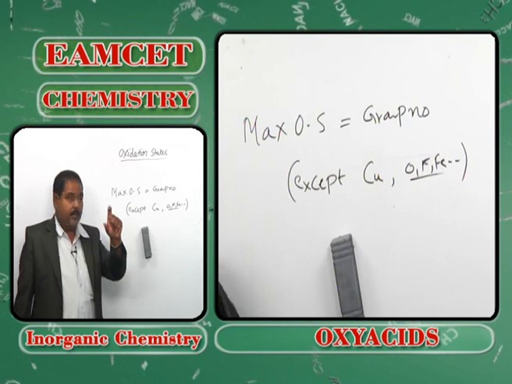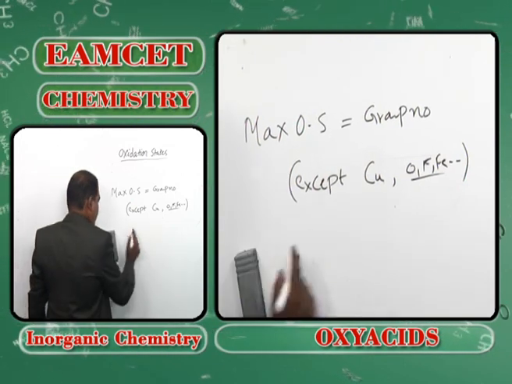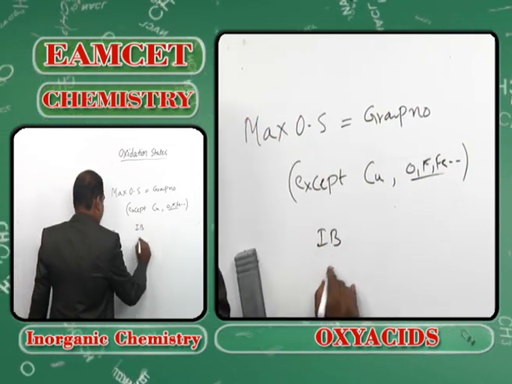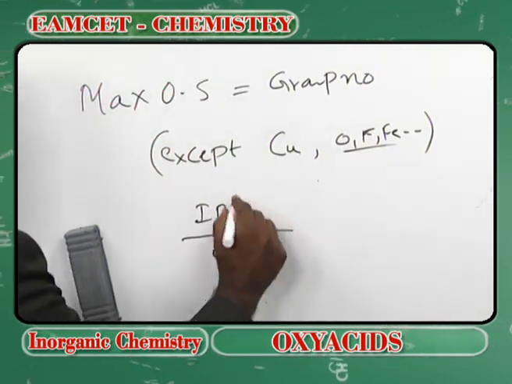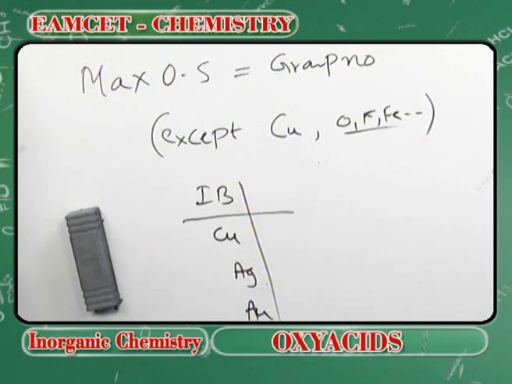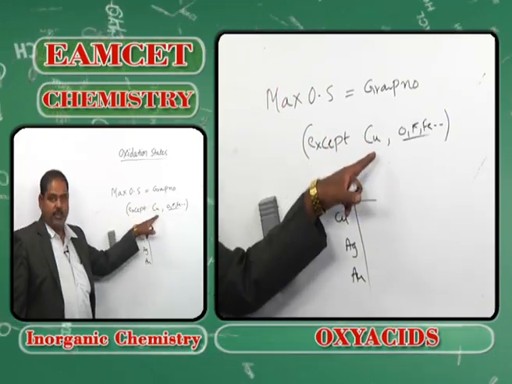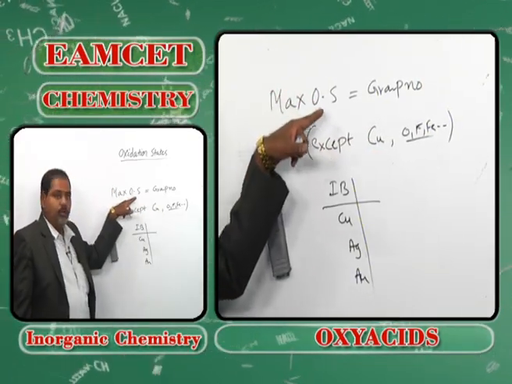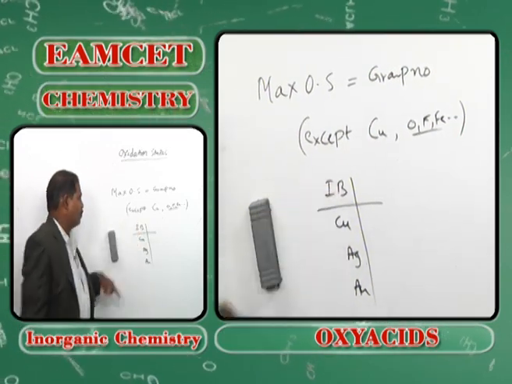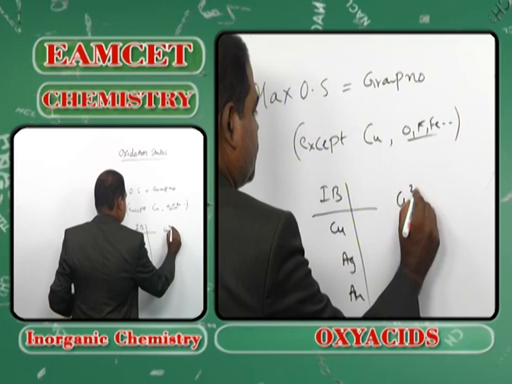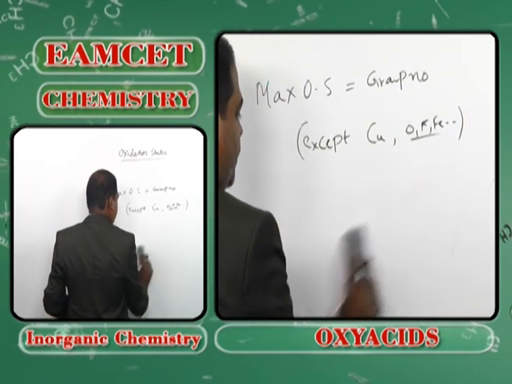Copper belongs to, if you remember well, 1B of the periodic table. Copper, silver, gold. You will come across them in the D block. Okay. So, what should be the maximum oxidation state of copper? According to this rule, copper should only be plus 1 because group number is 1. But copper, you know, exhibits an oxidation state of plus 2. Therefore, this is an exception.